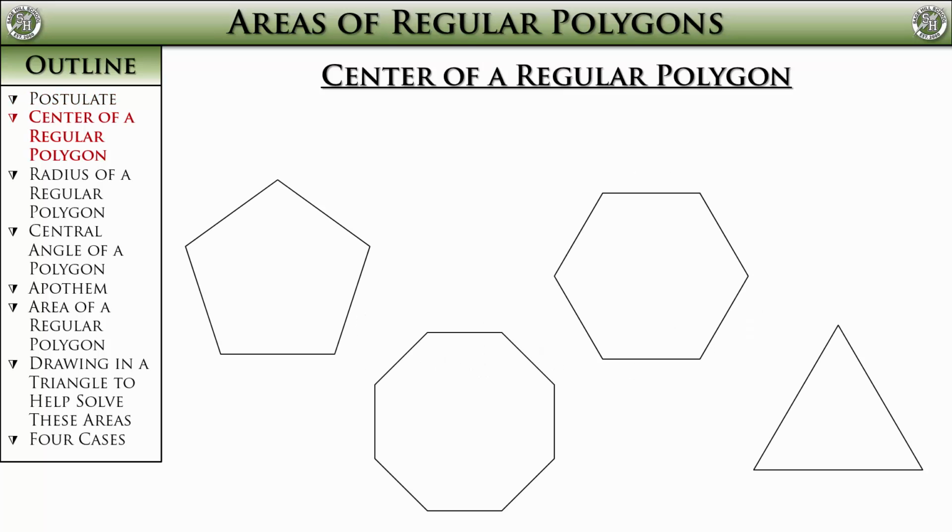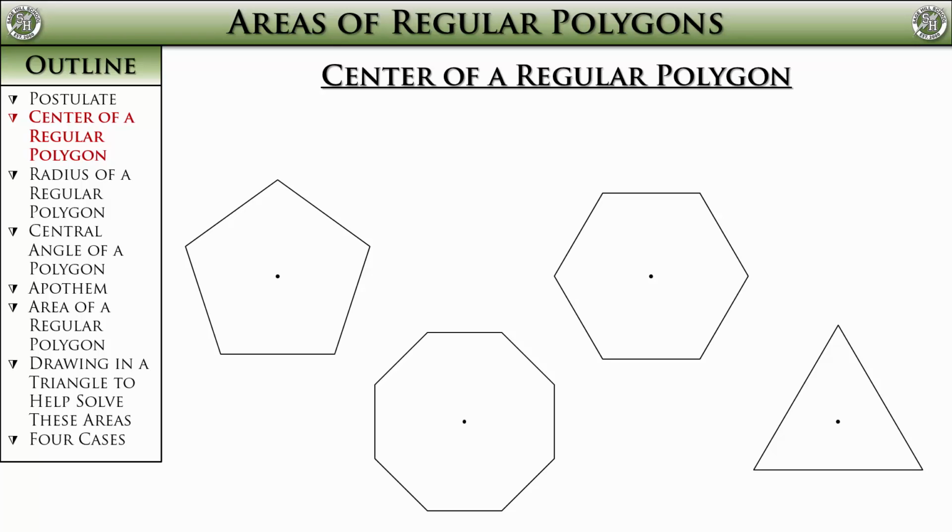Before we can get to the formula, we need to get some vocabulary down first. This section deals with regular polygons, and all of the polygons on this page are regular polygons. The first vocab word is the center of a regular polygon. As you can imagine, the center is kinda, well, in the center. Here are all the centers for these regular polygons.